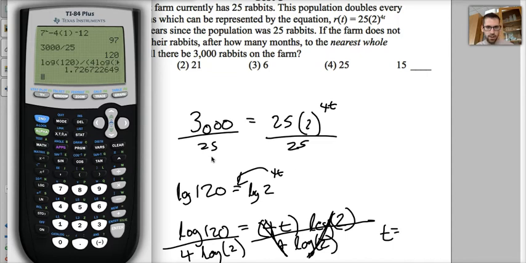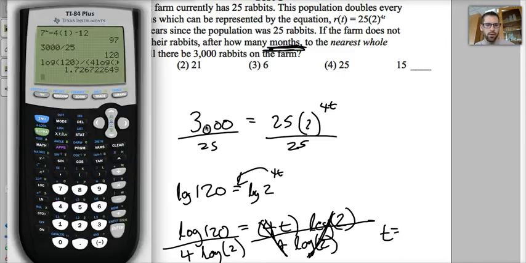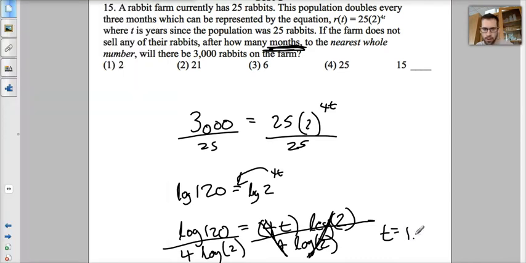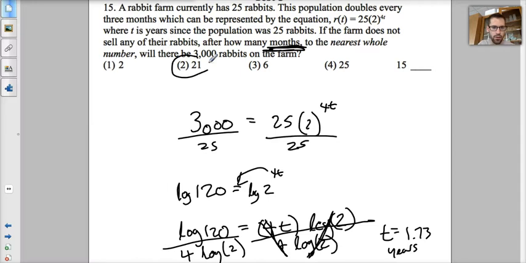And I get t is years. So we want months. So I know it's going to be 1.7 whatever years, so 1.73 years. I'm going to multiply that by 12 to get months. So about 21 months. So that would be about 21 months. Whew.